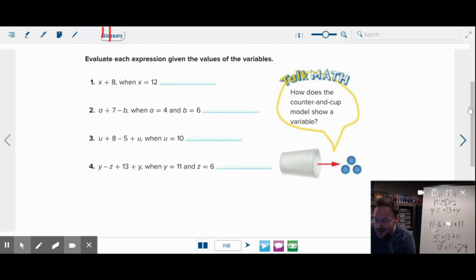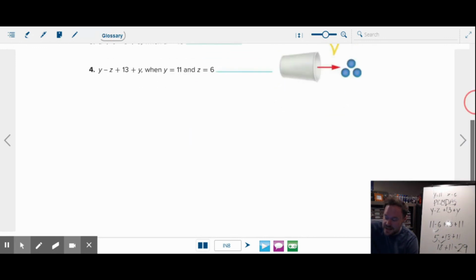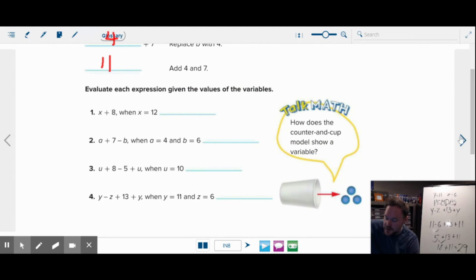Ladies and gentlemen, that's all there is to it with this lesson. Now, I'm going to turn the page really quick here.